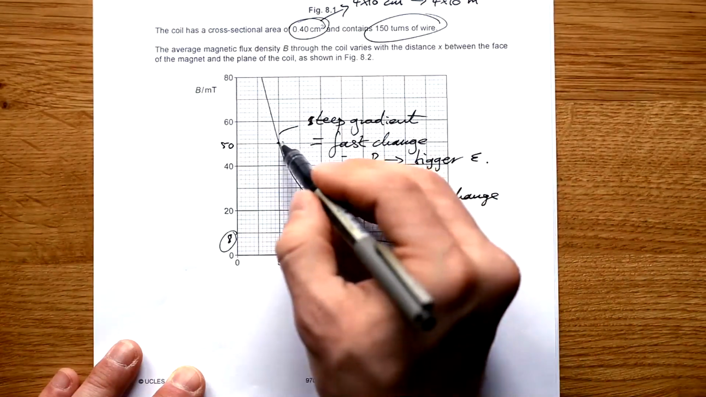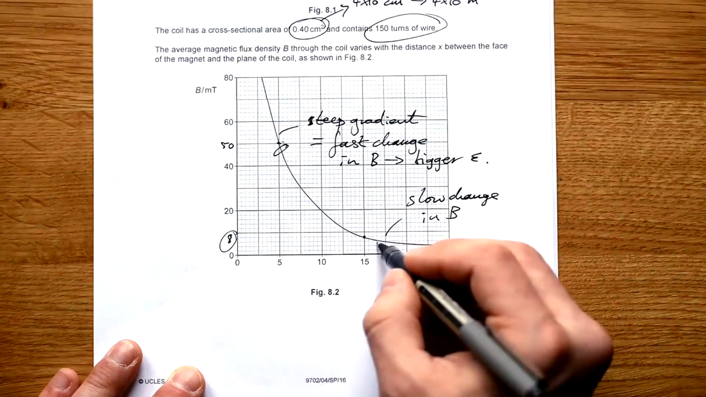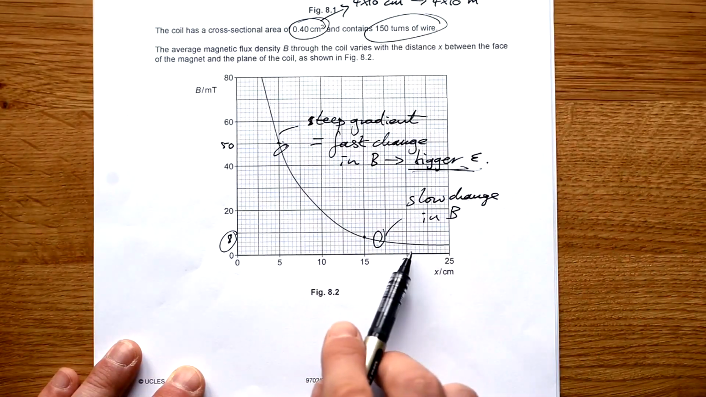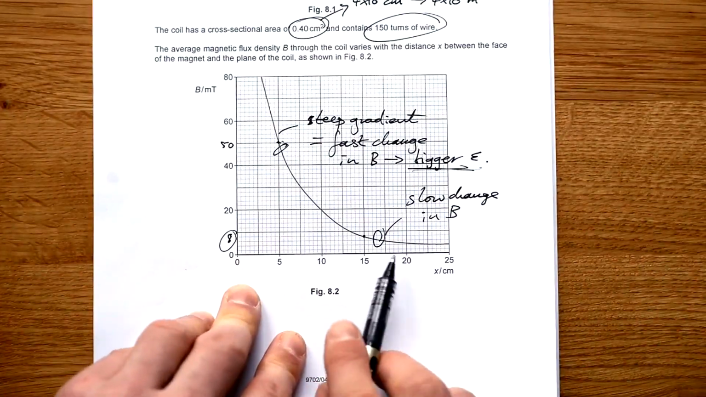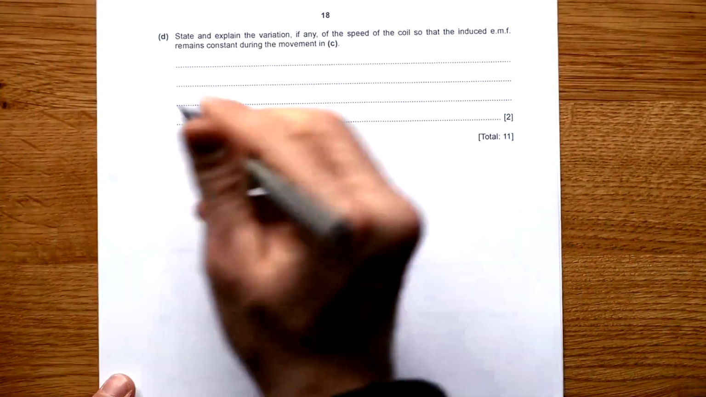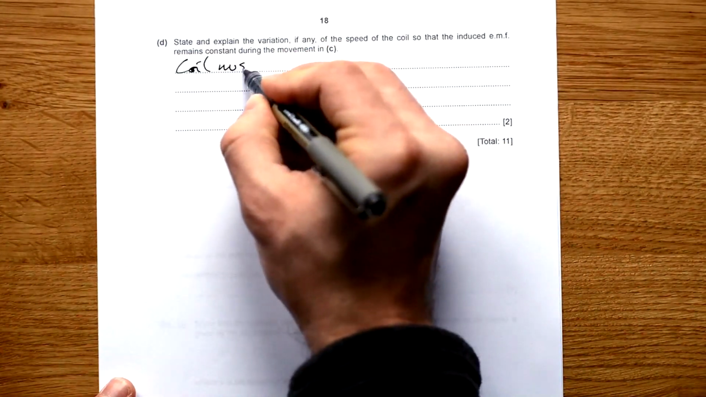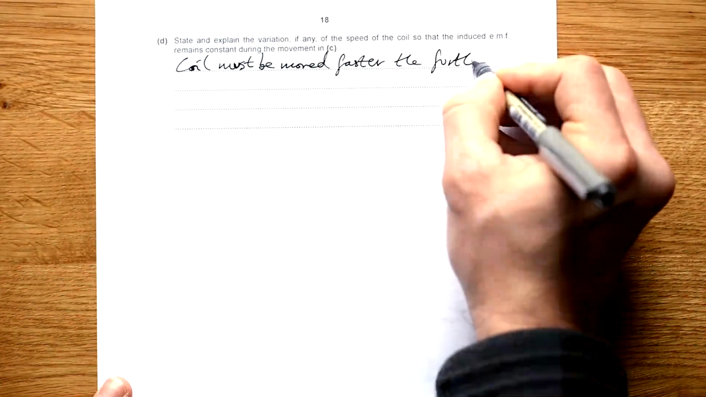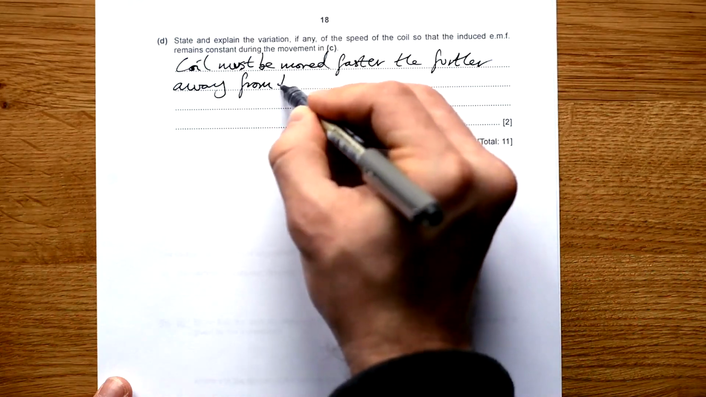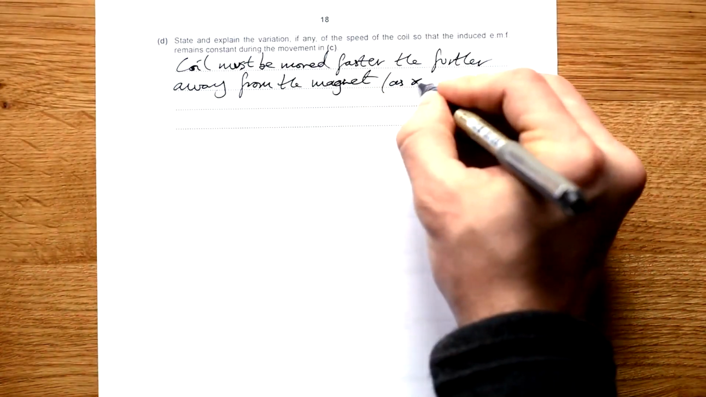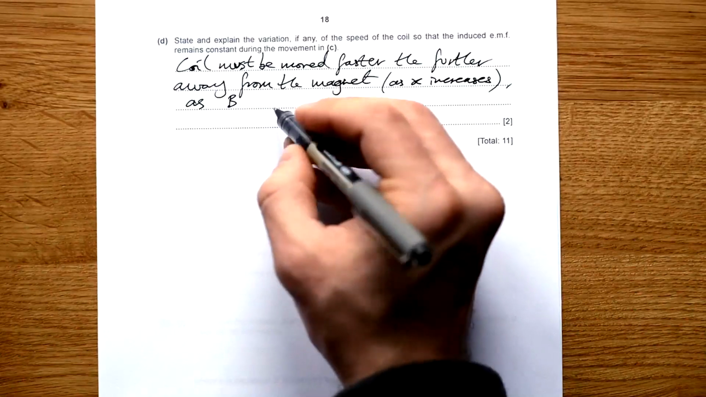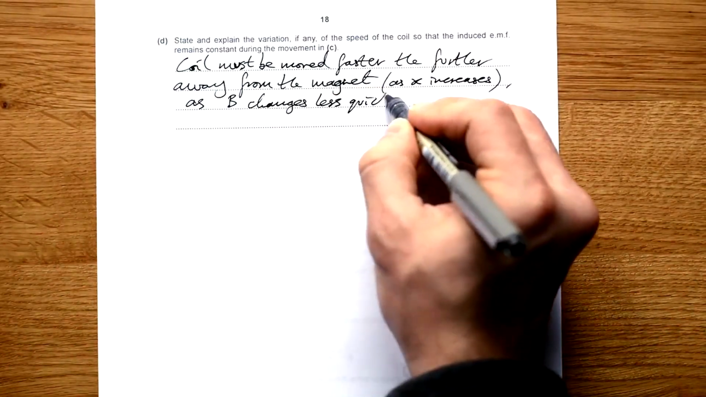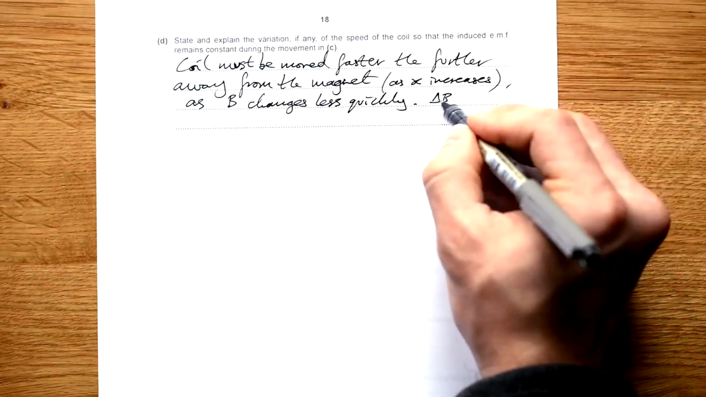So if we have our coil here and then we have our coil down here, in order to achieve the same EMF induced with this flux density changing less quickly down here, that means that we have to be moving it faster. Coil must be moved faster the further away from the magnet as X increases, as B changes less quickly. We can say delta B by delta X is less.